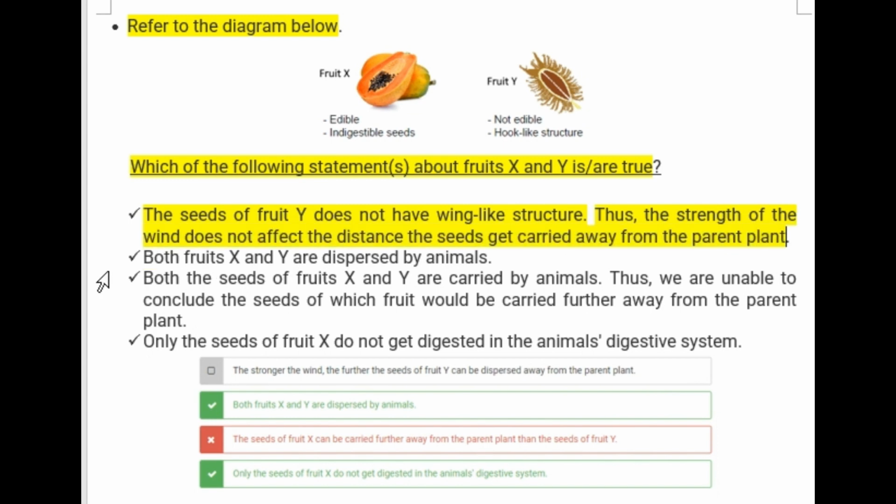Both fruits X and Y are dispersed by animals. Both the seeds of fruits X and Y are carried by animals. Thus, we are unable to conclude the seeds of which fruit would be carried further away from the parent plant. Only the seeds of fruit X do not get digested in the animal's digestive system.